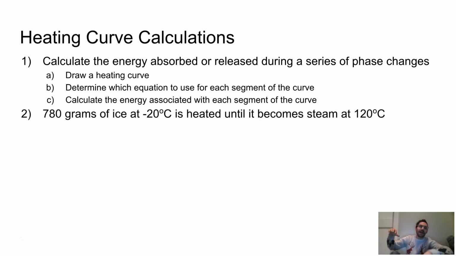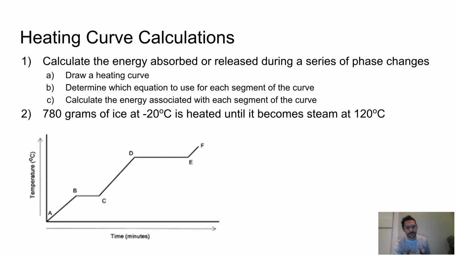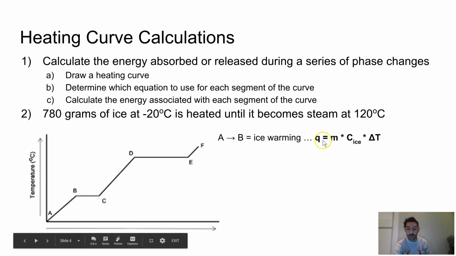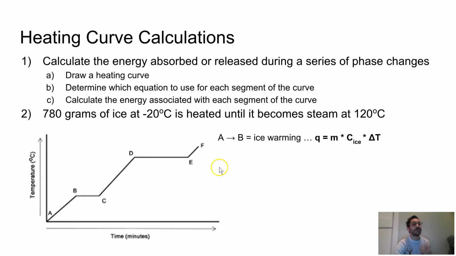So let's try a problem out right now. We've got 780 grams of ice at negative 20 degrees Celsius. It's heated until it becomes steam at 120 degrees Celsius. Let's use this as our heating curve for this, and we want to figure this out. Between A and B, we know that ice is warming up. So we can use our Q equals mcΔT equation to figure out, with the temperature change, what's the energy? It's the heat absorbed or released. And we're going to need to use the specific heat for ice.